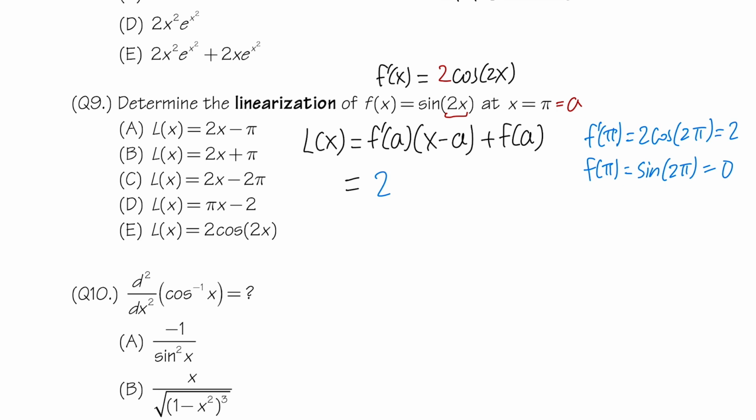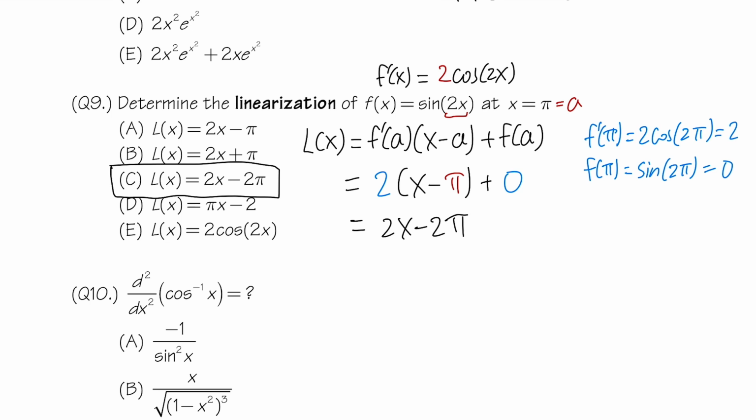And then we have x minus a, which is pi here. And f of a is 0. That's pretty much it. And then we can just multiply this out. We get 2x minus 2 pi. Done. Answer C.